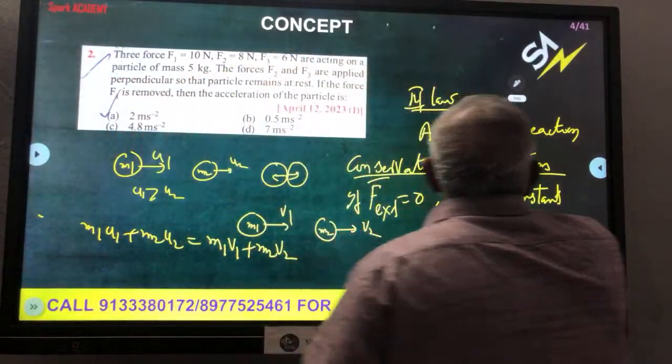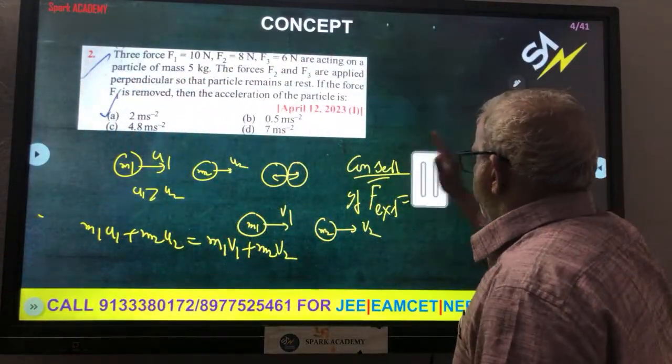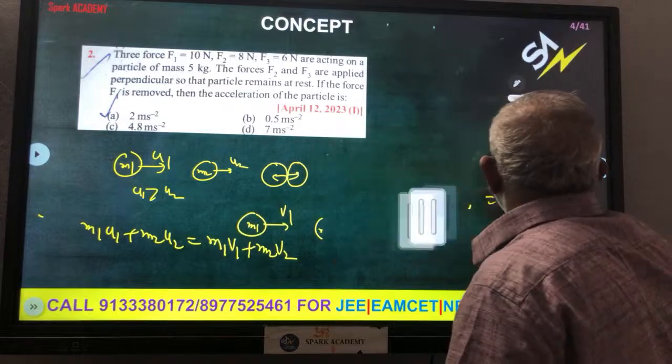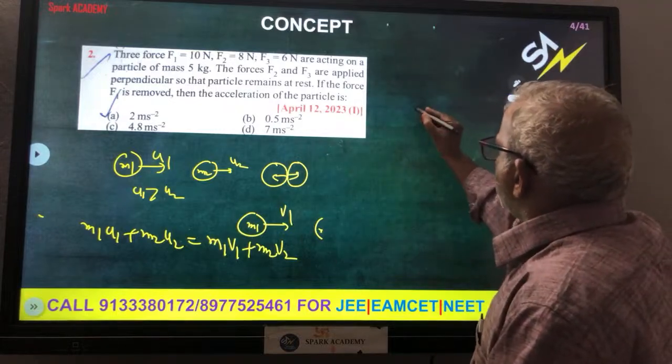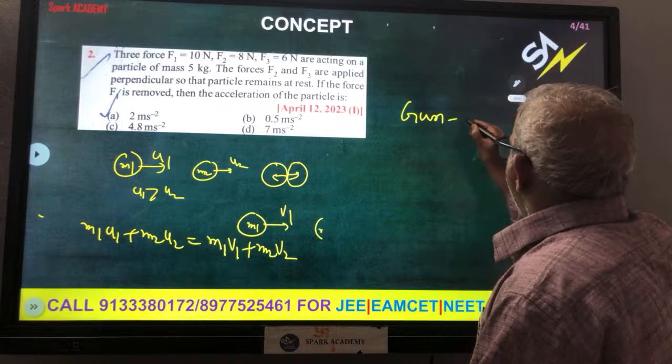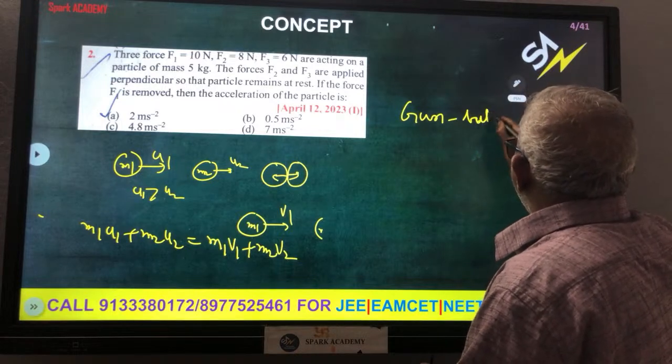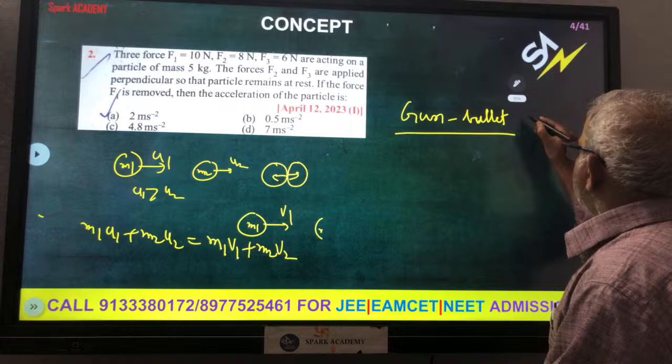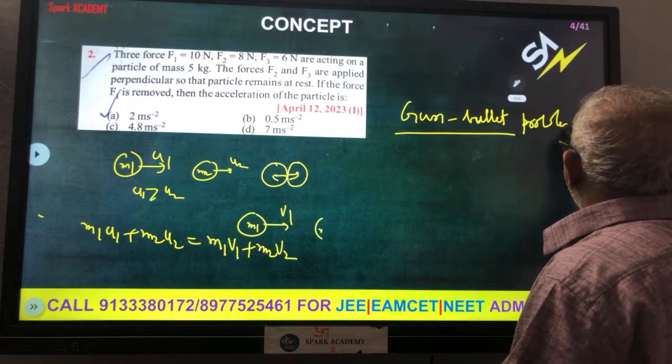The application of this is given in the gun-bullet problem. That is very important. In the gun-bullet problem, conservation of momentum is applied. This is very important, and they are often given in the examination. What is the gun-bullet problem?